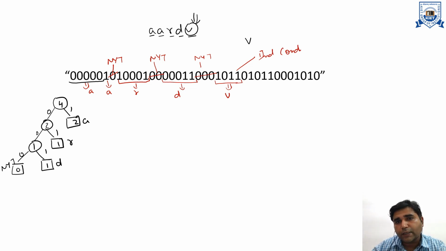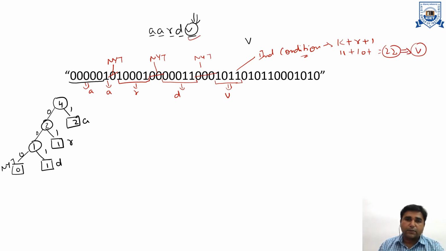And as per the second condition, we have to just do k plus r plus 1, which means 11 plus 10 plus 1, that is 22, and at position 22 we have symbol B. So we have already found the symbol B. Now we have to update this tree for symbol B.